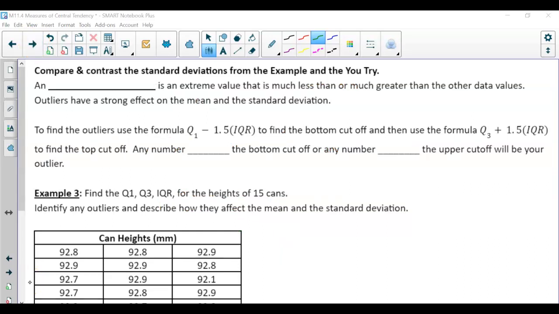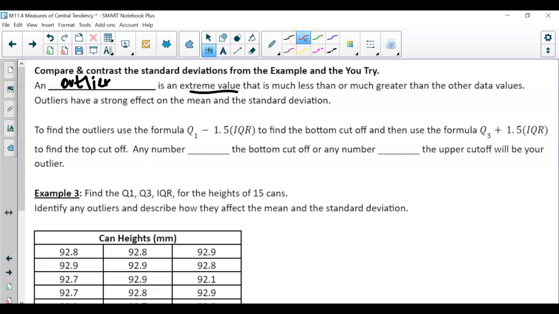And so now the last concept here that we're going to be talking about is the outlier. So an outlier is an extreme value that is much less than or much greater than the data values. And it could have a strong effect on the mean and standard deviation, meaning it could affect how high or how low the mean or standard deviation are, whether you take it out or not. So the outlier is that extreme value, but sometimes it could be hard to tell. So that's why to find the outlier, we're going to calculate.